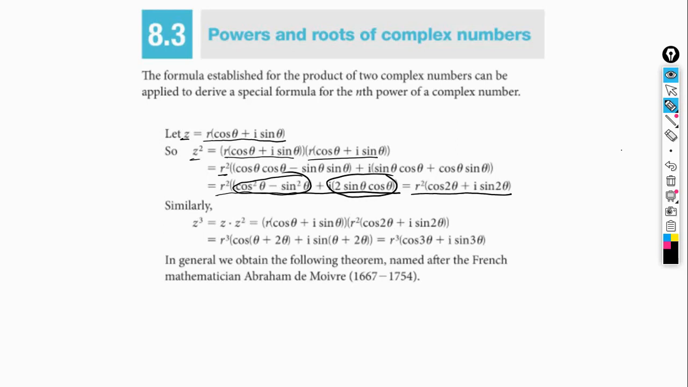Then if you multiply z squared by z once again, and you expand and all that, this step is not here, but you would get the equivalent of an angle sum identity. In this case, theta plus 2 theta for both cosine and sine. So then we end up with r cubed times cosine of 3 theta plus i sine of 3 theta. So in general, you have a pattern. And from this pattern, you obtain a theorem, which is named after the French mathematician Abraham de Moivre.